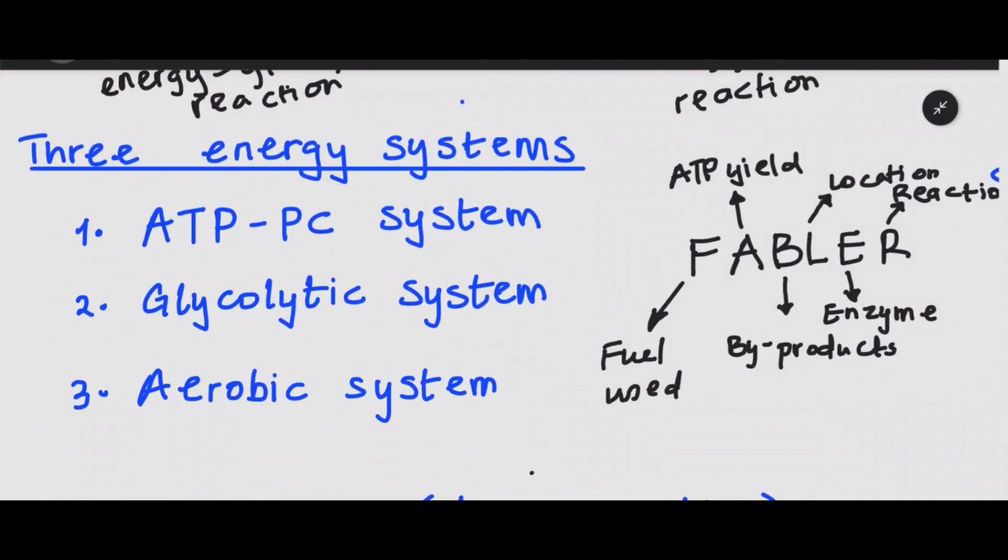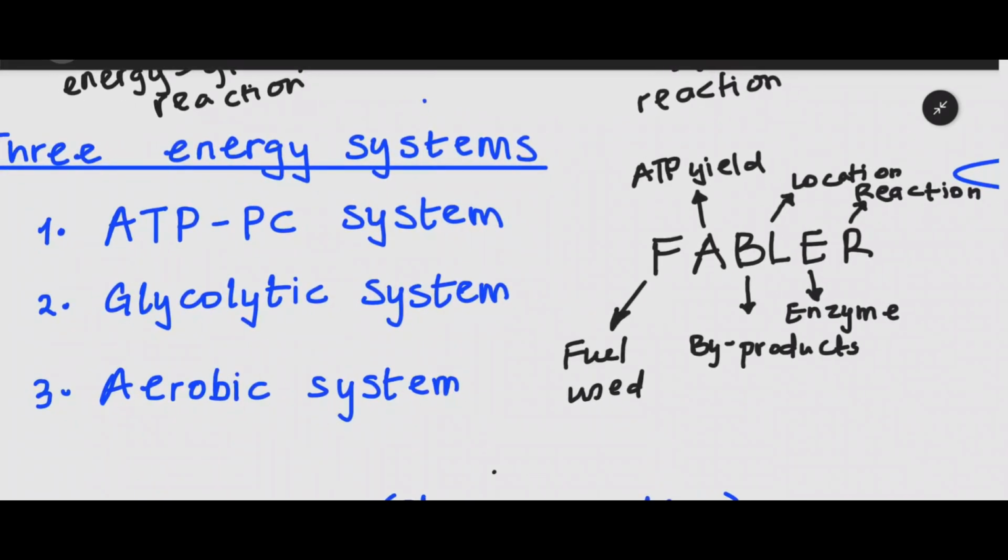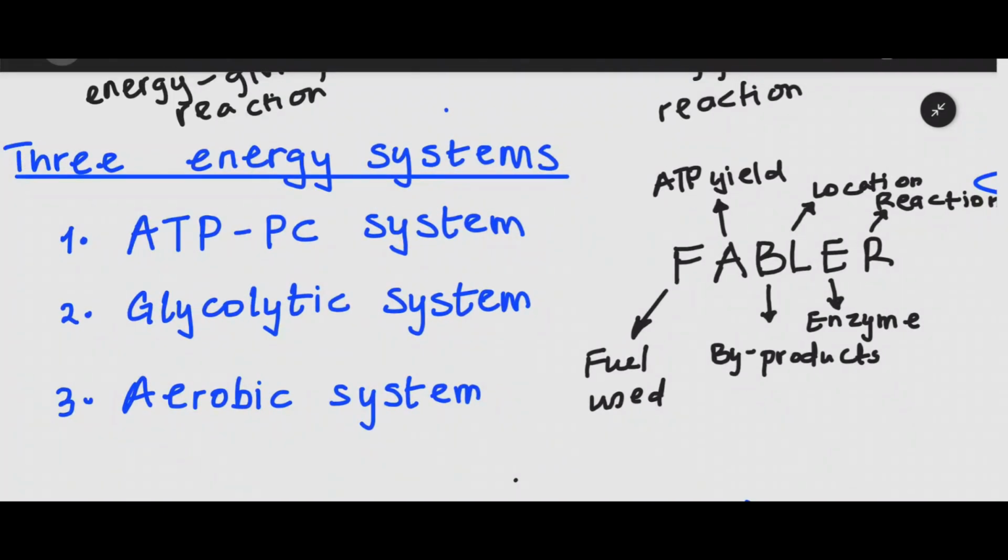And when we're looking at these, always think about this acronym FABLER, which is an acronym for the different factors you need to be considering for each of these energy systems. So you want to be talking about the fuel use, the ATP yield, the byproducts, the location, the enzyme, and the type of reaction. If you can consistently use this structure, FABLER, to be able to analyze, evaluate, and compare between these three energy systems, you'll always be picking up those top marks.